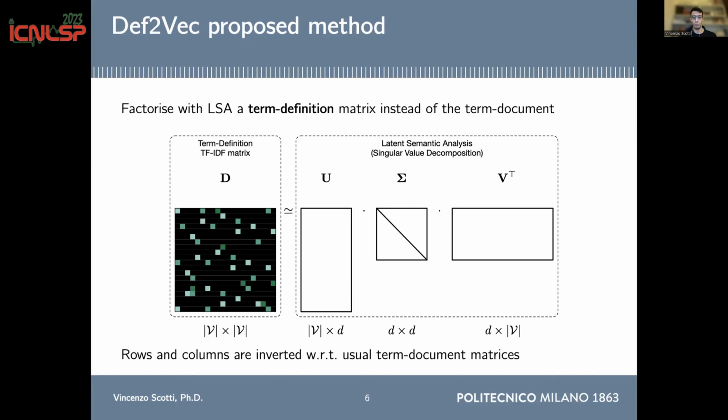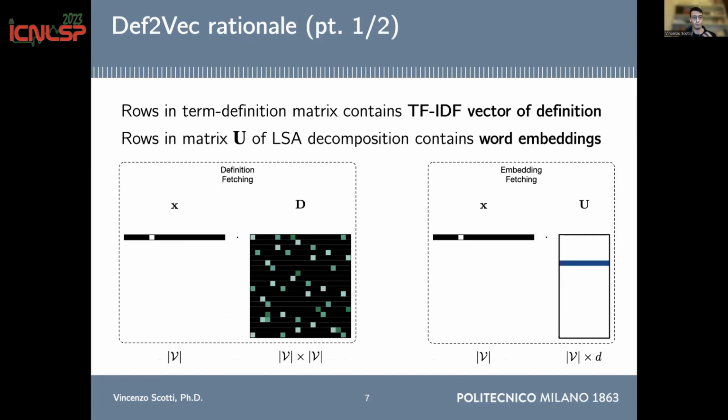Differently from what we used to do, where we had rows containing the statistics of a single word, in this case, we decided to build the matrix by putting in each row the TF-IDF embedding of the definition, and then we applied LSA, basically singular value decomposition, to the resulting term-document matrix that here we call the term-definition matrix. The rows in the term-definition matrix are basically the TF-IDF vectors of the definitions, and when we apply the LSA and we factorize this huge and sparse matrix, we obtain that one of the decomposition matrices is actually a matrix holding embeddings.